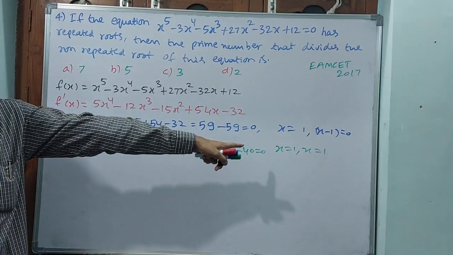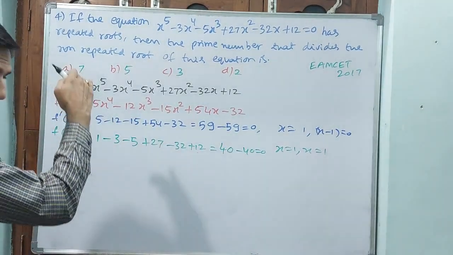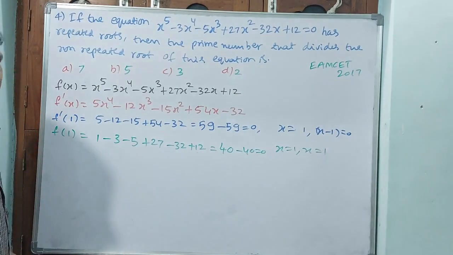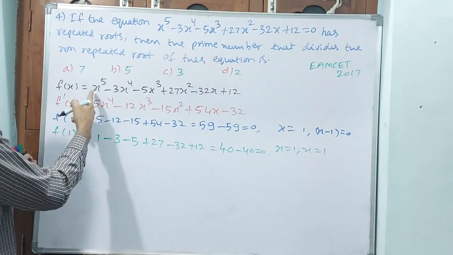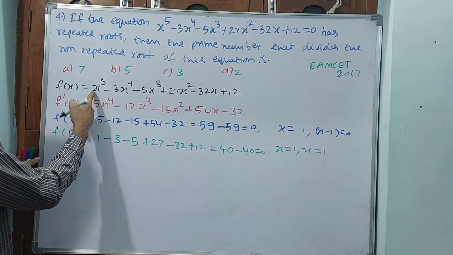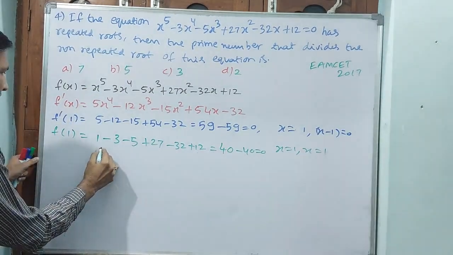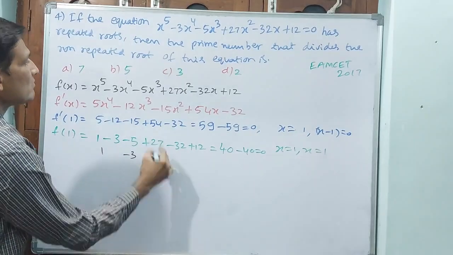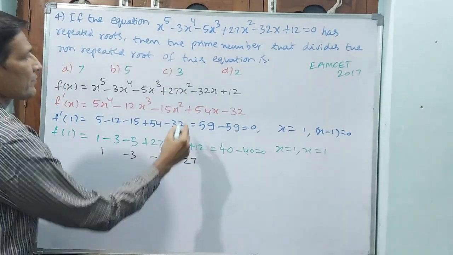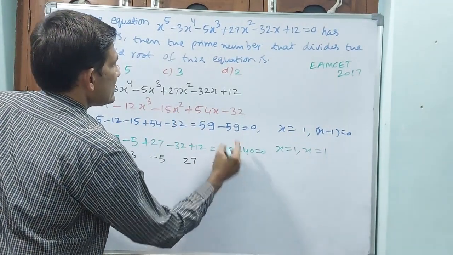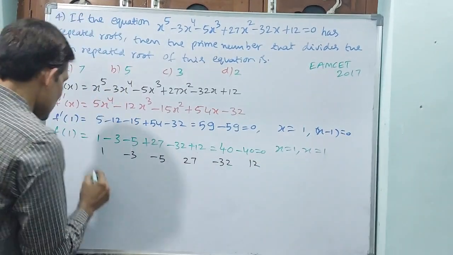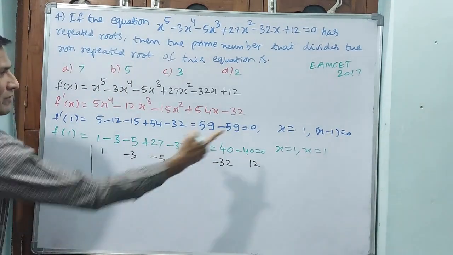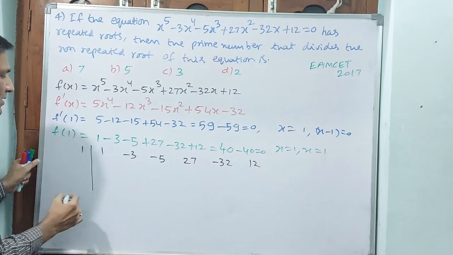Okay, see, I am going to do the synthetic method. I am going to divide with 1, 1. But here, rather than subtracting, you have to add in the synthetic method. That is a specialty. Let us go. See, this equation you see first. Coefficient is 1, then write 1. Coefficient is minus 3. Minus 5. Plus 27. Minus 32. Plus 12. Okay. See, what you have to do? You have to divide it with 1, 2 times. Why? Because repeated root.